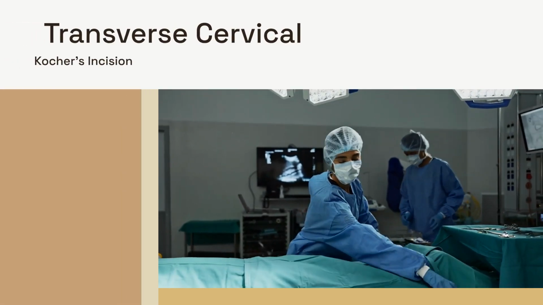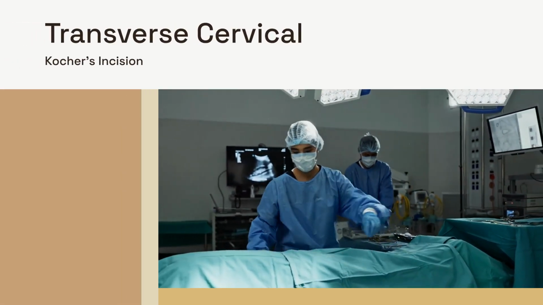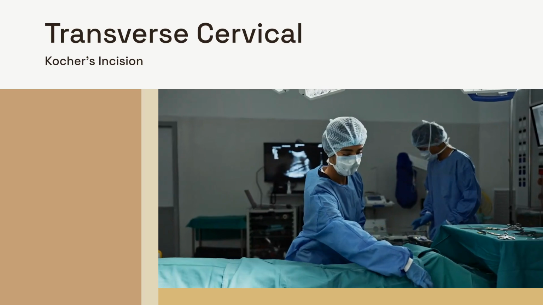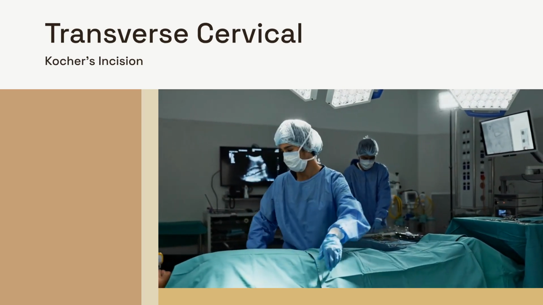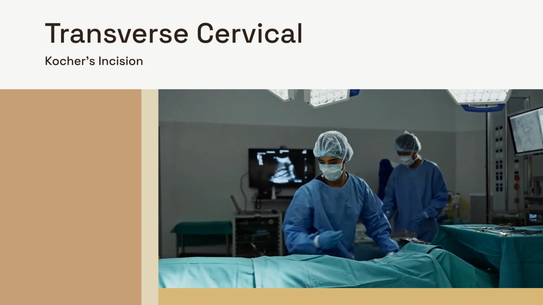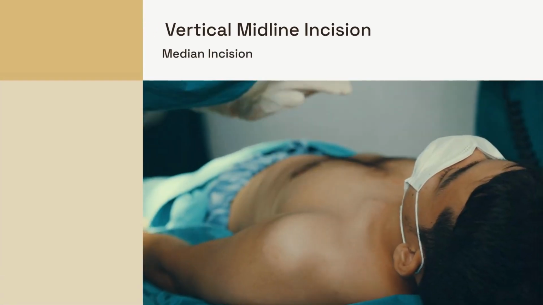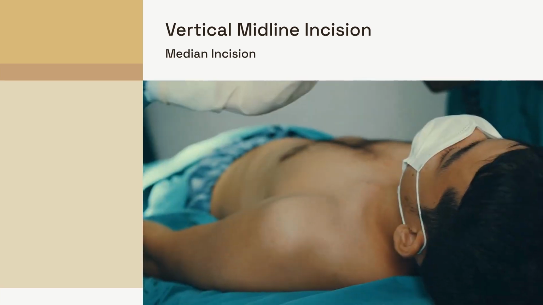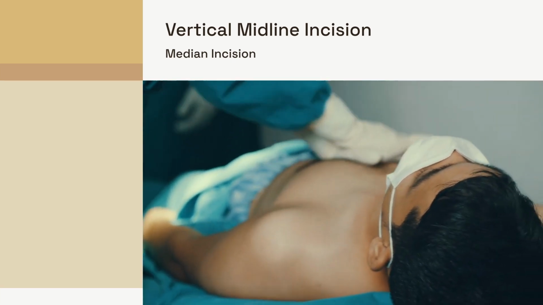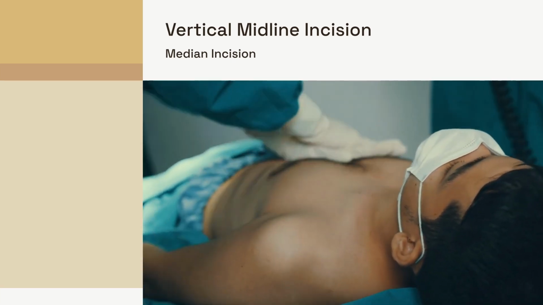The transverse cervical, or Kocher's, incision is a horizontal cut in a skin crease in the lower anterior neck. It's often used for thyroidectomy, parathyroidectomy, and limited neck dissections. The vertical midline incision runs straight down the anterior neck. Key uses include emergency tracheostomy, esophagectomy, and anterior cervical spine surgery.